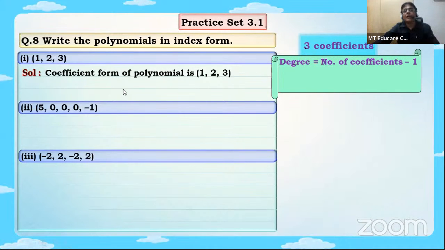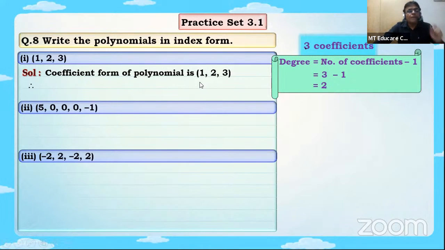Okay, now number of coefficient minus 1. Number of coefficients are 3 minus 1. 3 minus 1 is how much? 2. So very good. No need to write this in the exam. This is for us to understand. Okay, degree is equal to number of coefficient minus 1. So that is equal to 2. Okay, chalo. Now what we can do?